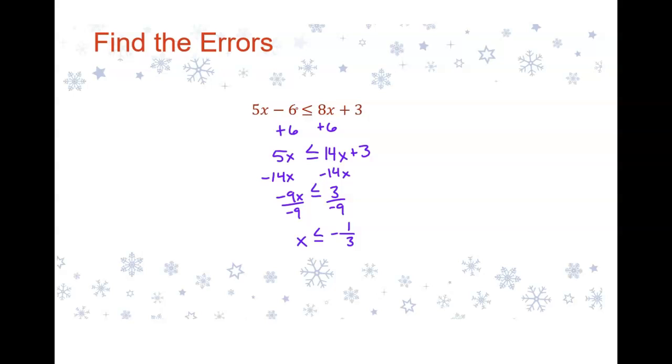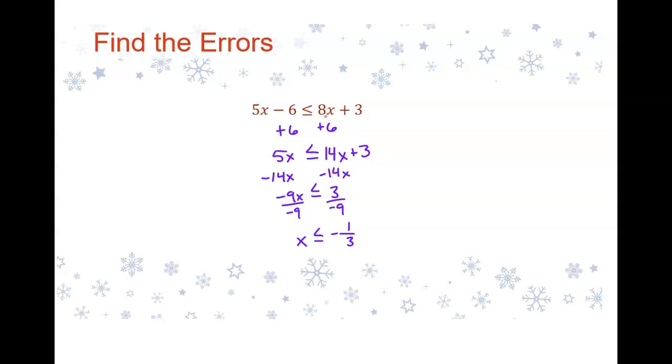But let's look at how their next step goes. Okay, these -6 and +6 cancel. We get 5x. That seems right. Less than or equal to. Yeah, it doesn't change because we are just adding. We have 8x plus 6 is 14x.